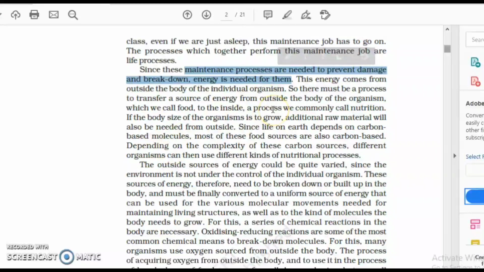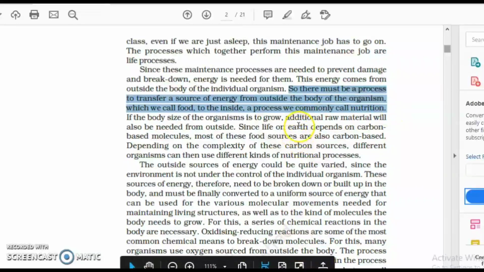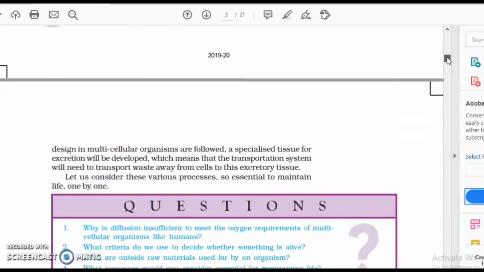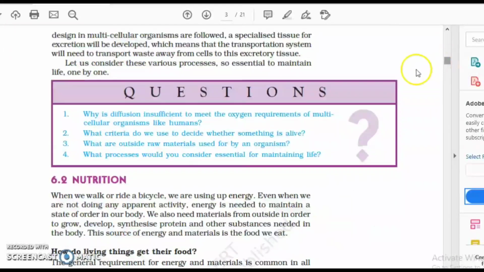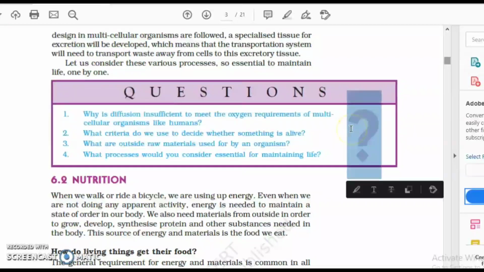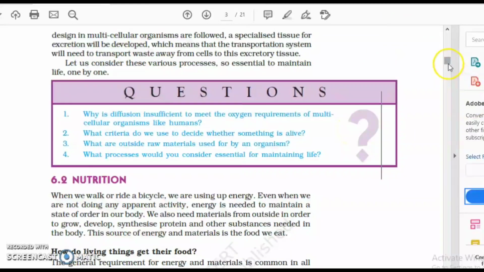So how do you obtain the raw material? For this generation and creation of energy, the organism should procure or get some raw material from its surroundings. This process is called nutrition. Likewise, all the life processes are very generally discussed on the second page of the NCERT text. Please go through them. Their definitions are over here. And I'm sure that you will be solving these 4 questions, which are very important when you go through this amount of text.